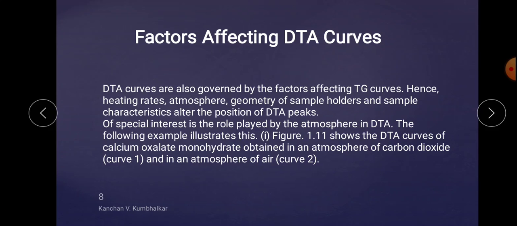If it is very high, you cannot get accurate peaks. You cannot identify an exact, accurate result. If it is very low, then it is time consuming, and it does not give sharp peaks. Next one, atmosphere. The effect of atmosphere is observed in the next figure. If there is a change in atmosphere, different reactions occur, and due to this, different peaks are also observed in a DTA curve. So the atmosphere is also an important factor which governs the DTA curve.